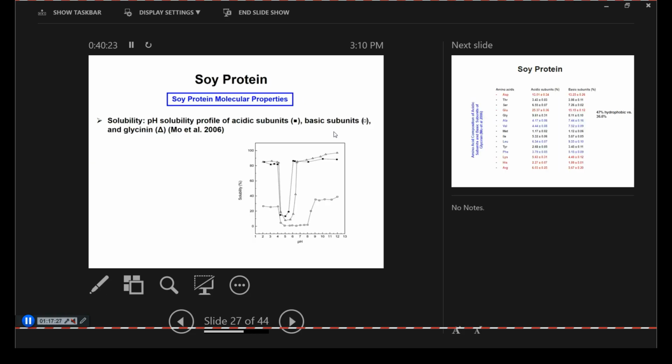So another article did a really nice job comparing acidic subunits to basic subunits and the entire glycinin. So they took glycinin and fractionated it into acidic subunits and basic subunits and looked at solubility as impacted by pH to understand more the impact of structure on function.